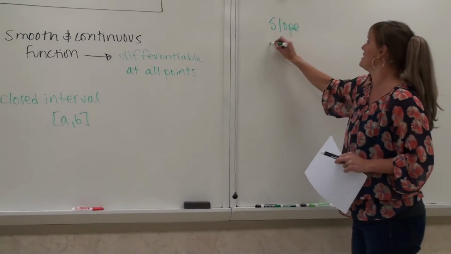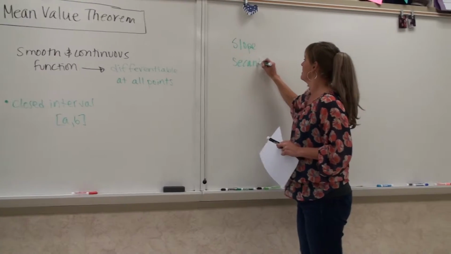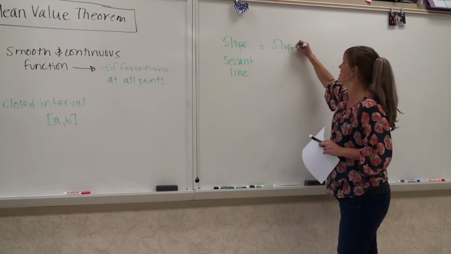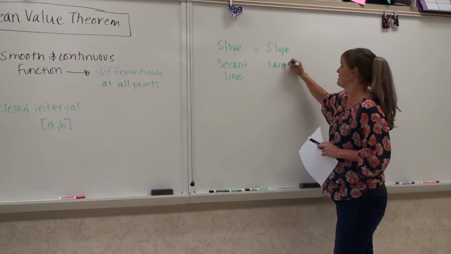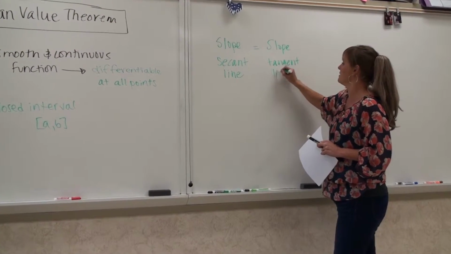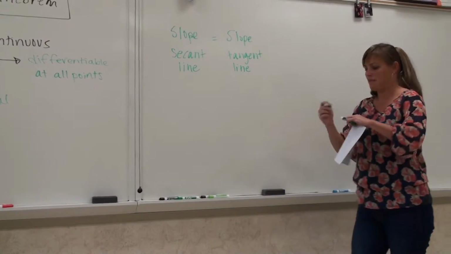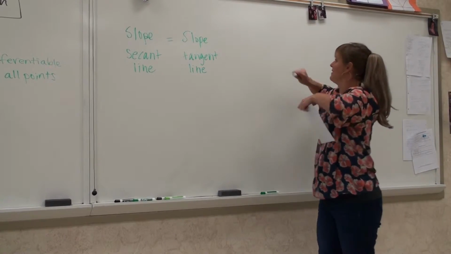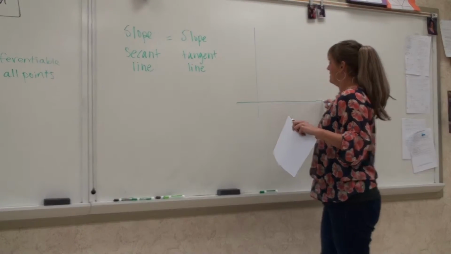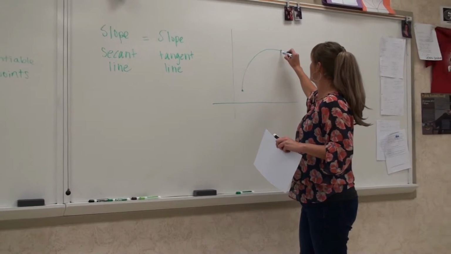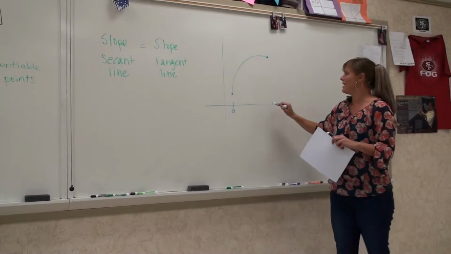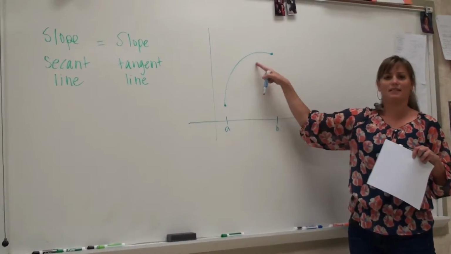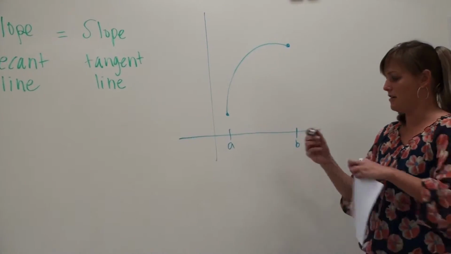where the slope of the secant line is equal to the slope of the tangent line. So for instance, let's say we have a function, just some little piece like this, that starts here at A and is on this closed interval from A to B. And it's smooth and it's continuous, so we can apply the mean value theorem.